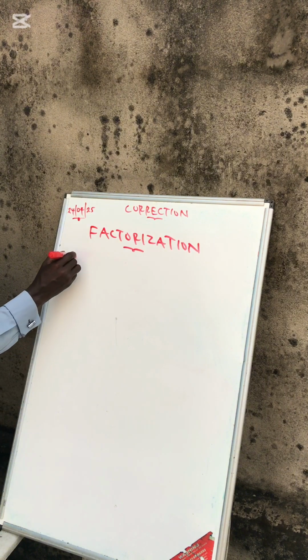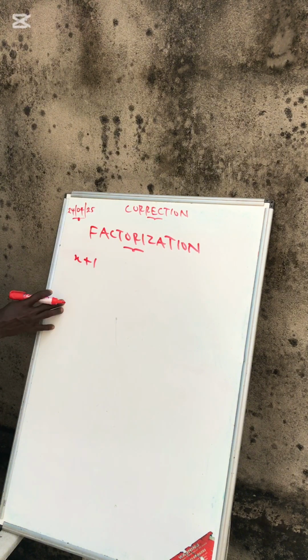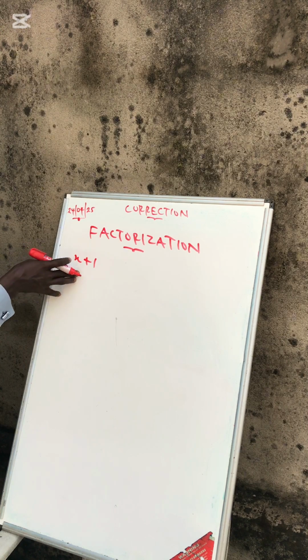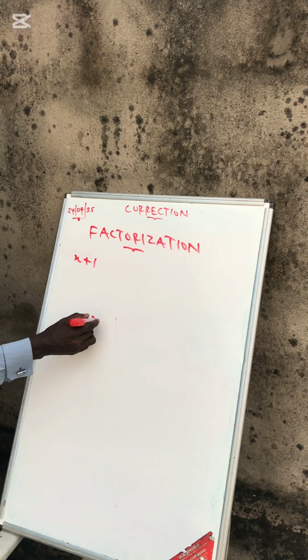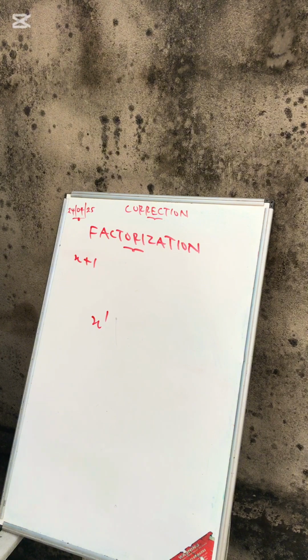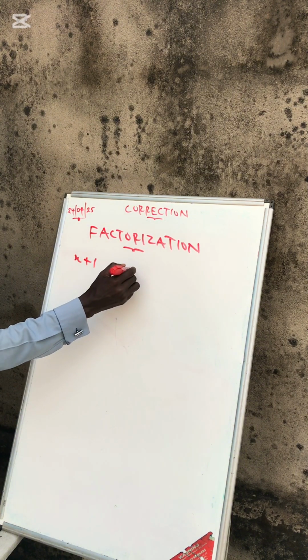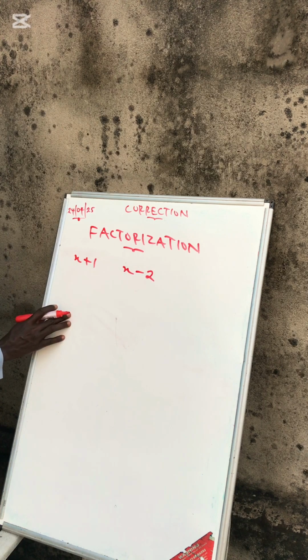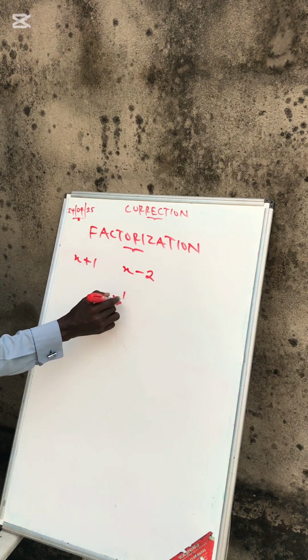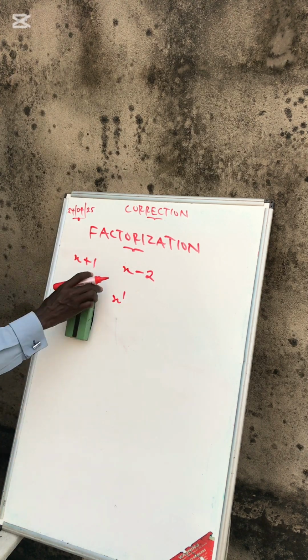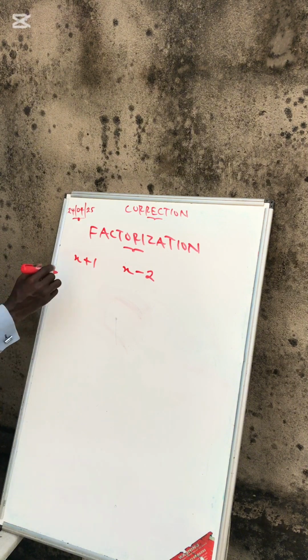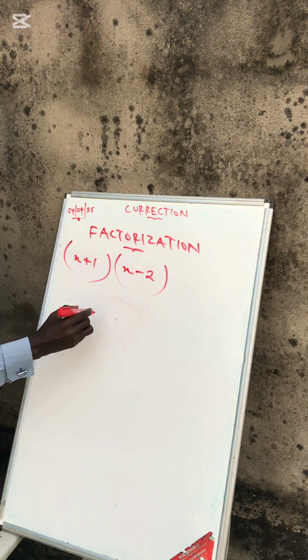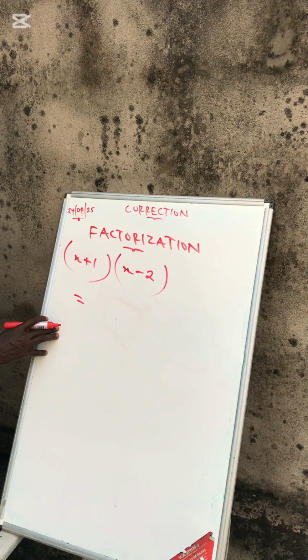If, for example, x plus 1 is an algebraic factor, you understand? It's a linear one at that. This is a linear factor because the x is x power 1. Exactly. X plus 1 is a linear factor, and x minus 2 is also a linear factor. You can see that the x is power 1. Now, if you multiply the 2, x plus 1 times x minus 2, what do you have when you do that?